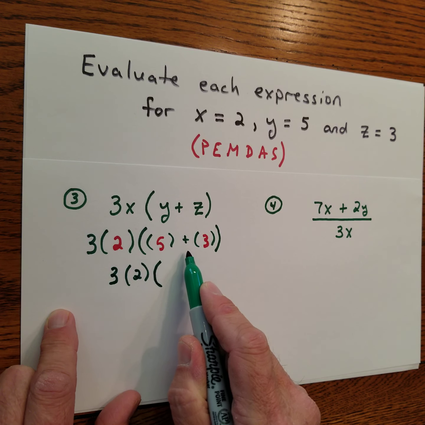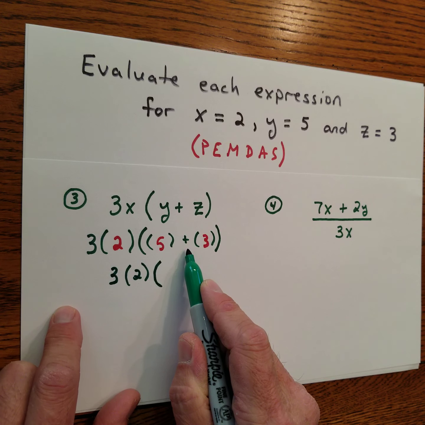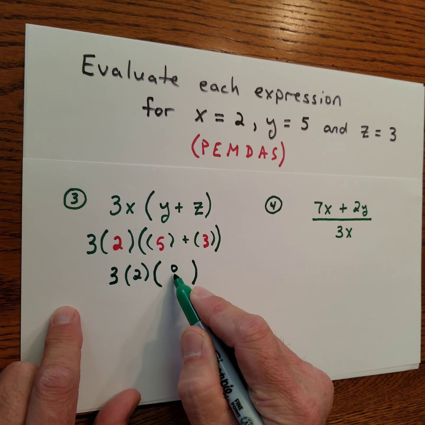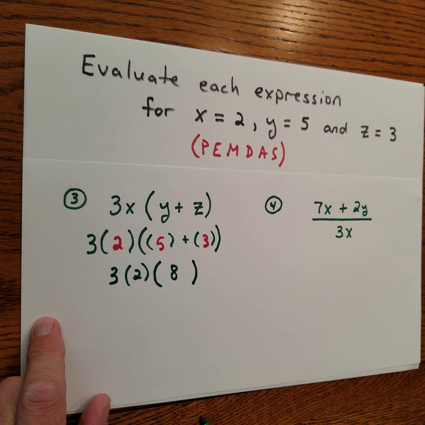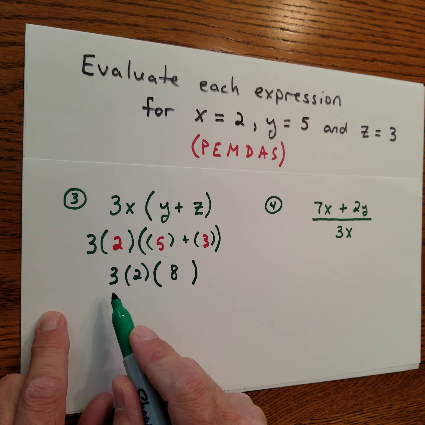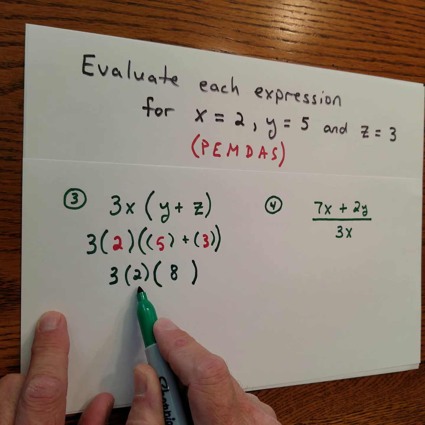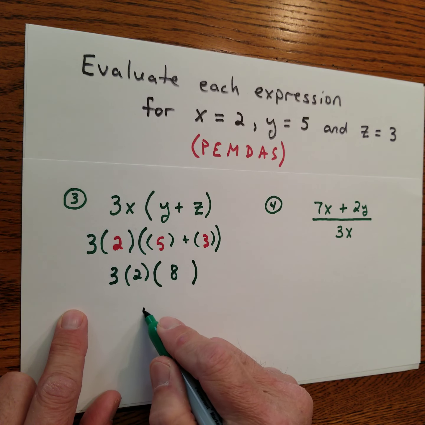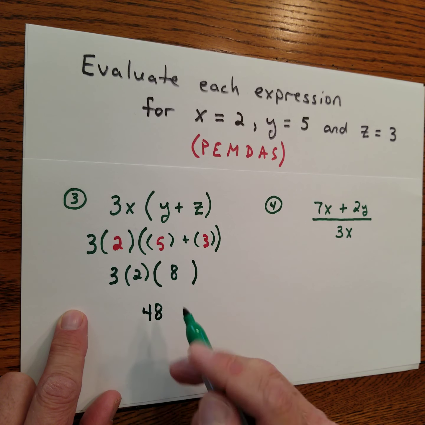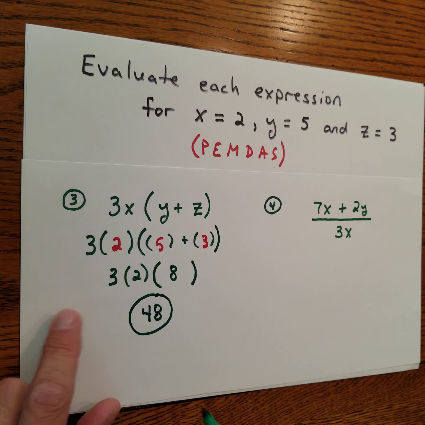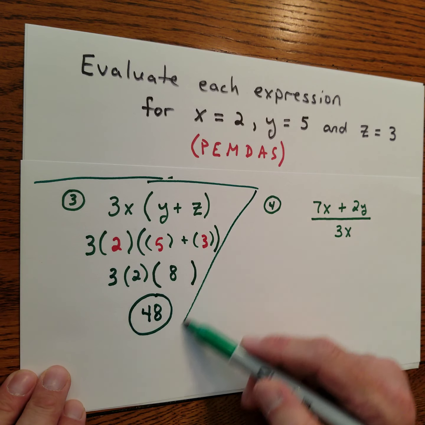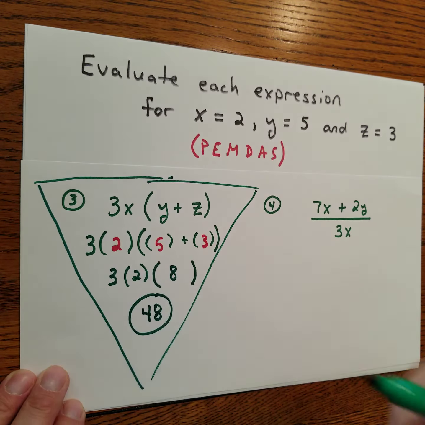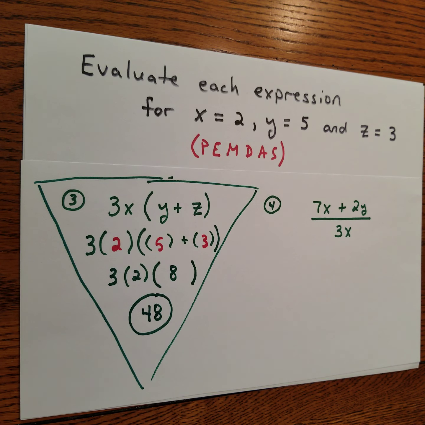Inside of the parentheses, I'm adding. 5 plus 3, that's 8. Now all that's left is to multiply. And if I'm only multiplying, I'll go left to right. 3 times 2 is 6. 6 times 8 is 48. And circle. Good. See how that works? Kind of makes that nice triangle shape. No equal signs, that's the goal.